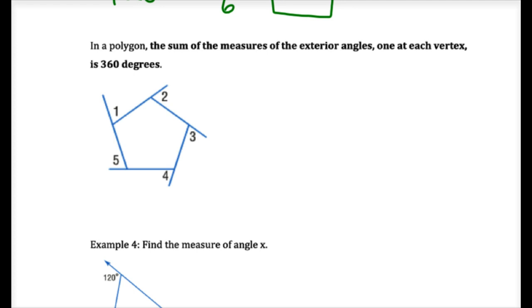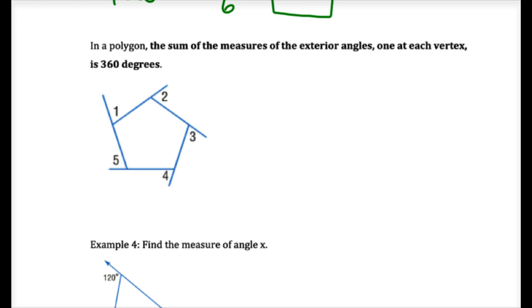All right, now, the sum of the measures of the exterior angles, one at each vertex, is 360 degrees. That's a fact. So, what kind of shape is that? Is it a pentagon? Don't think about the lines being extended. Just forget about the lines being extended. Pentagon. Yeah. It's a pentagon.